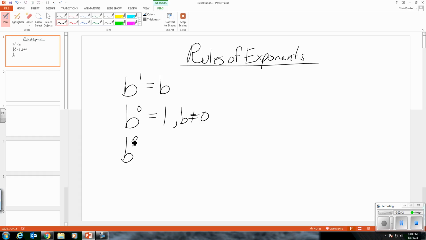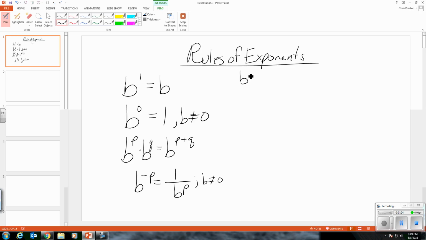If you have a base to a power, and you multiply that by the same base to a power, what you're going to do is add those exponents together. If you have a base to a negative exponent, then it's going to be the reciprocal of that. And again, this base cannot be 0 because that would mean you'd be dividing by 0.